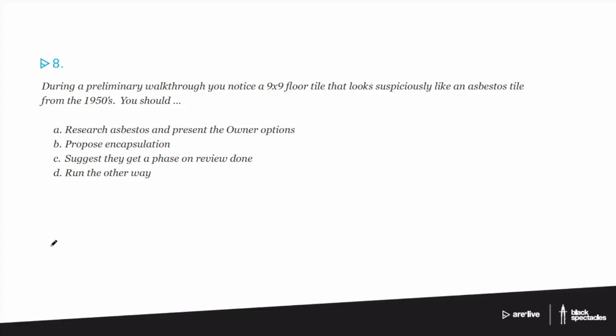C, suggest that they get a phase, sorry, there's a little typo in here. That should be phase 1. A phase 1 review done. And D, run the other way. So given the typo, I'm not sure what to say about if there's any issues for folks, but so D, run the other way, great answer.